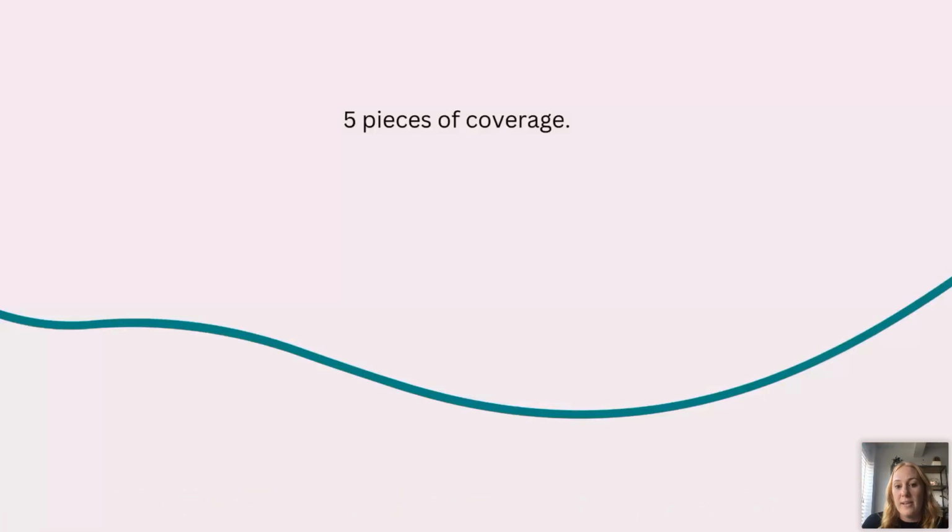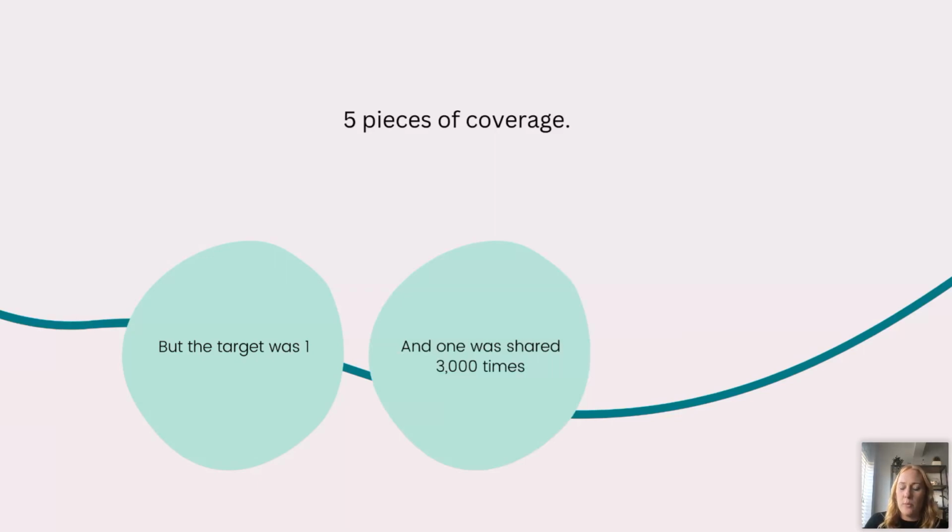And this will hopefully highlight it for you. So 5 pieces of coverage. 5 pieces of coverage, I think on its own doesn't sound that great. However, if I then said to you 5 pieces of coverage, but the target was 1, quite good actually. 5 pieces of coverage and one was shared 3,000 times. You start to listen, don't you? You're like, actually, it's quite good.